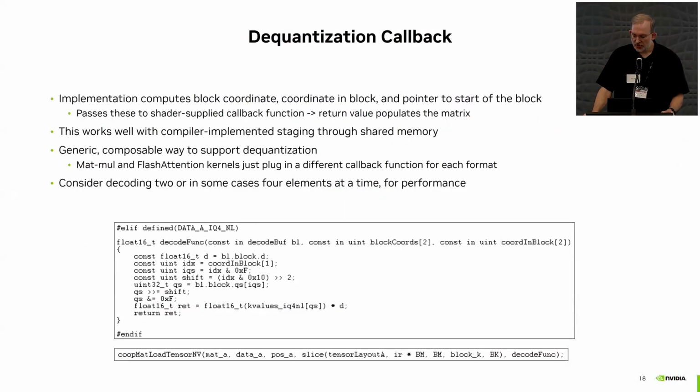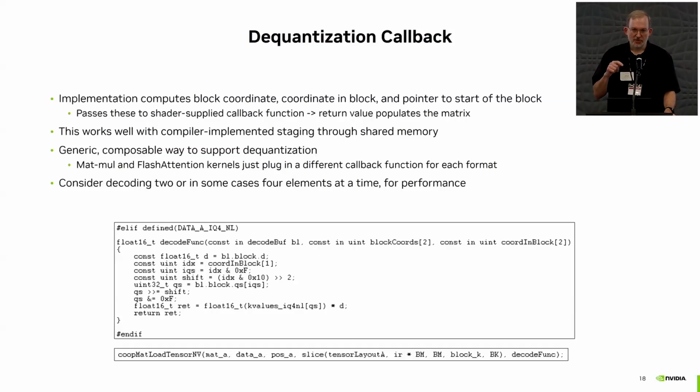So in our matrix load function, you tell the compiler the block size. That's part of the tensor layout state. And so then when it computes the element it wants to load, from that it computes which block it's in and your coordinates within the block and the coordinates of the block as well. And it calls a callback function that you provide in the shader. And so your shader takes a buffer reference parameter and these coordinates, and you implement the logic to do the dequantization.